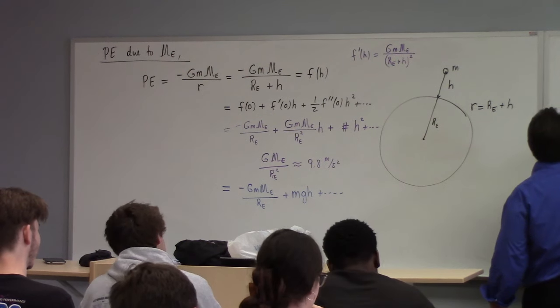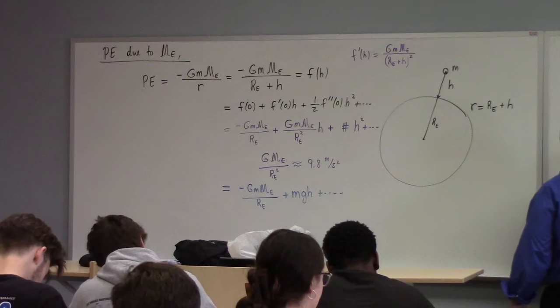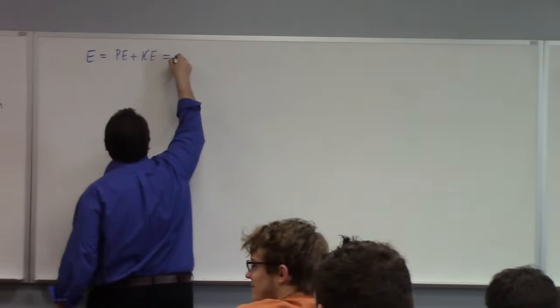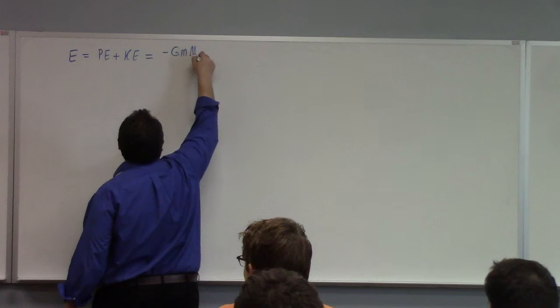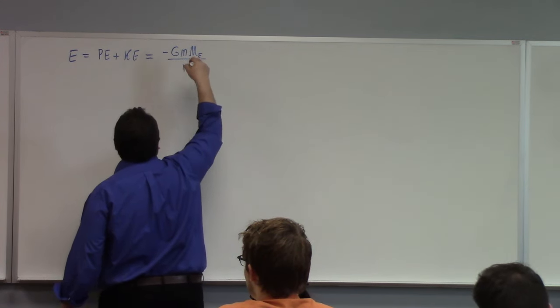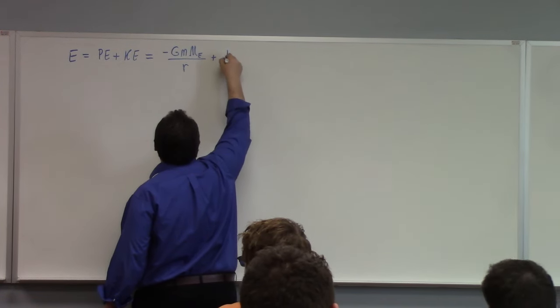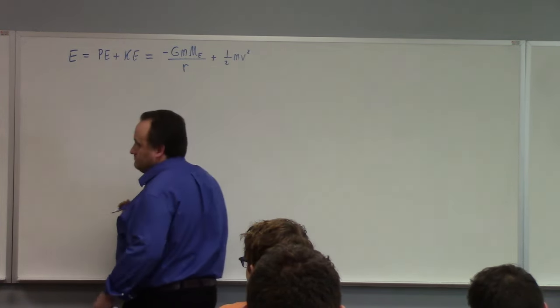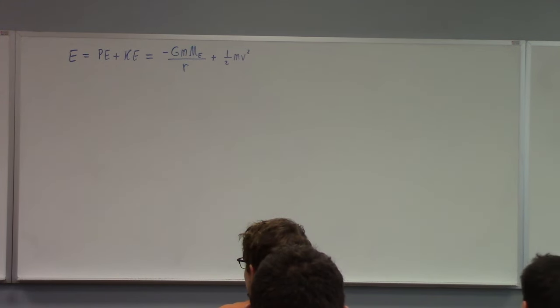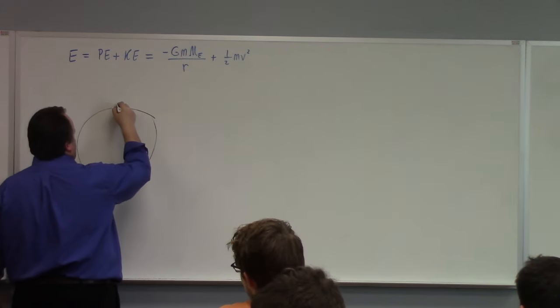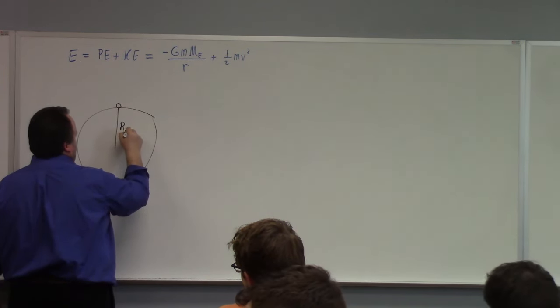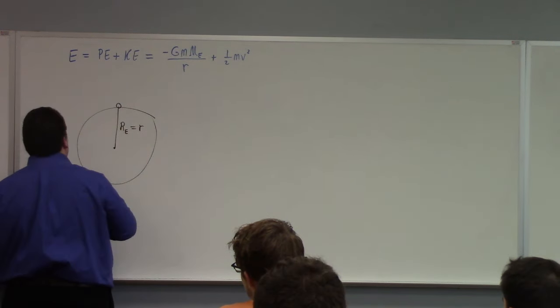So the total energy is potential energy plus kinetic energy, right? And so that would be minus GM, mass of the Earth, divided by the distance from the center of the Earth, plus 1/2 mv squared. This is the total mechanical energy if we're talking about a point mass like this. So suppose that you have your mass here, at the radius of the Earth from the center.